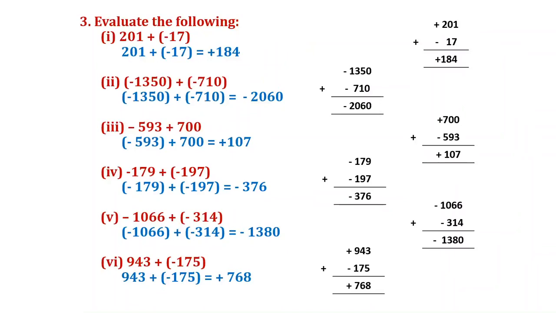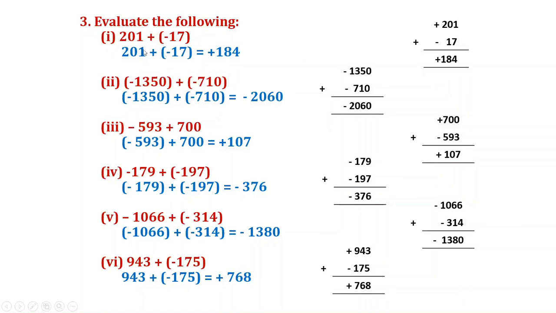Here also additions and subtractions only. As per the signs, you have to do the operation. So depending upon the problem, you have to solve it. So the first problem is 201 plus of minus 17.